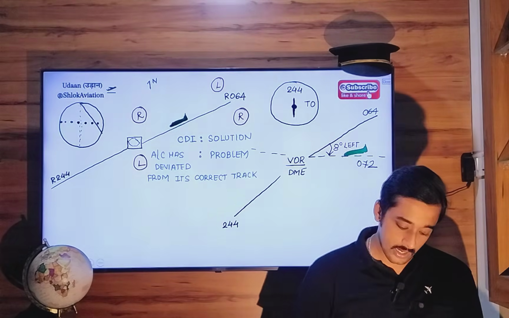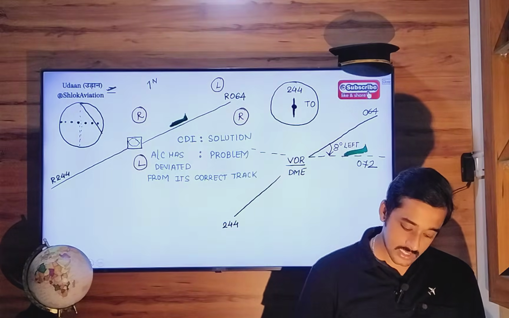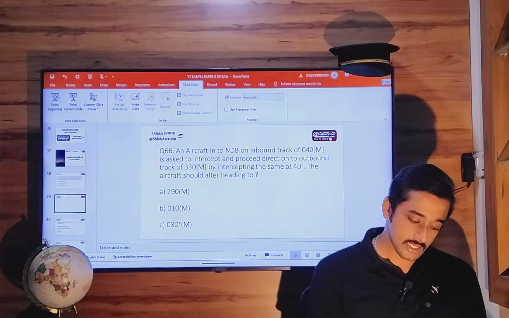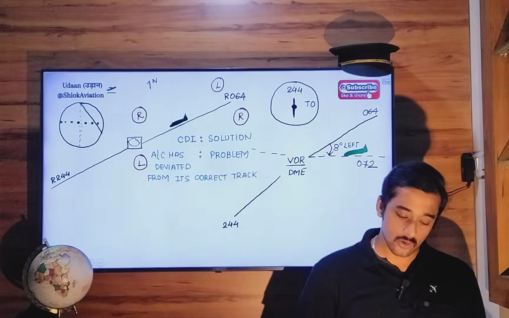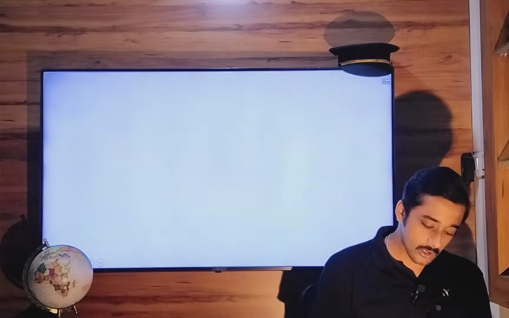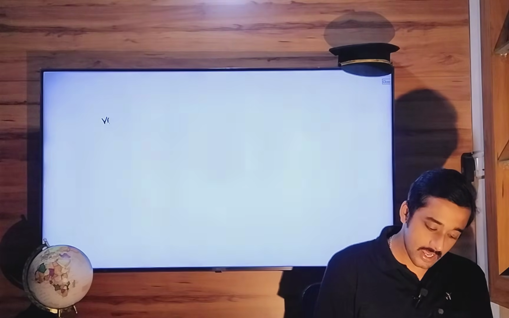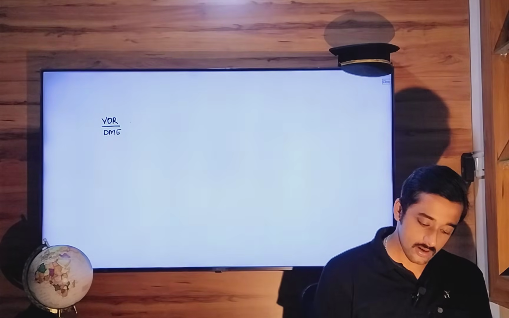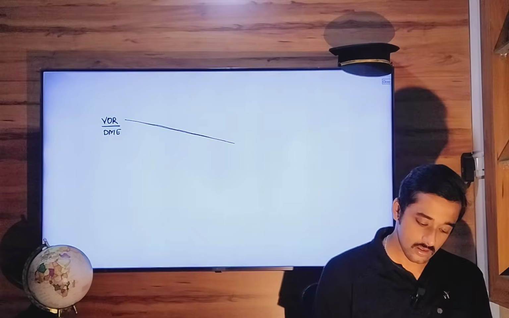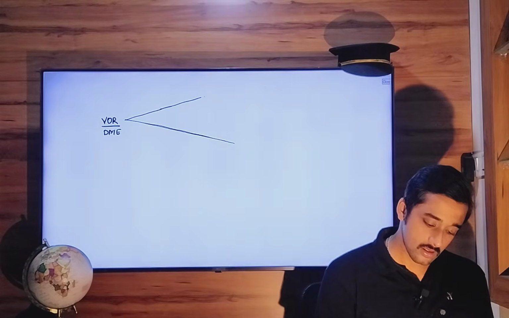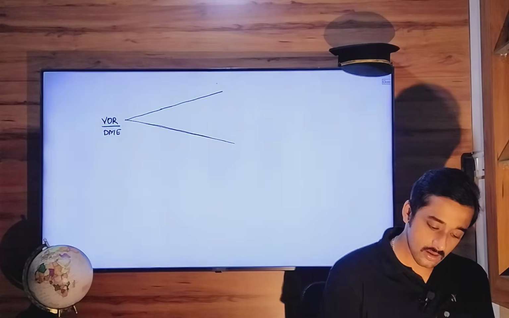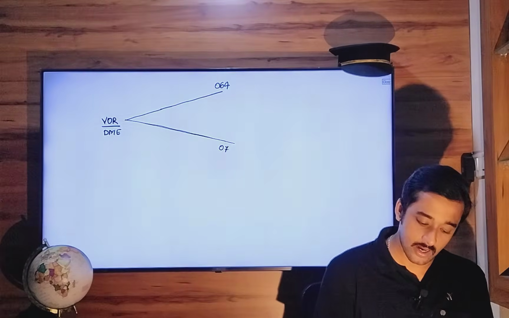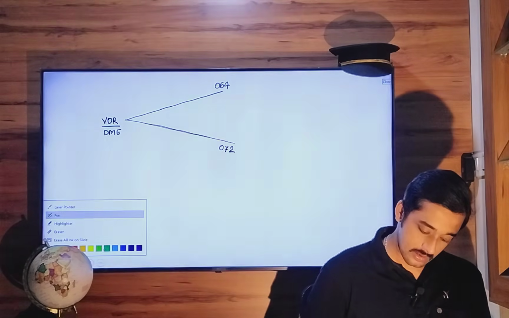We have found out angular deviation. Now the question has asked us to find out distance deviation in terms of nautical miles. So I'm going to draw another diagram here. This is your VOR DME station. Aircraft should be on radial 064, but it is on radial 072 somewhere here.